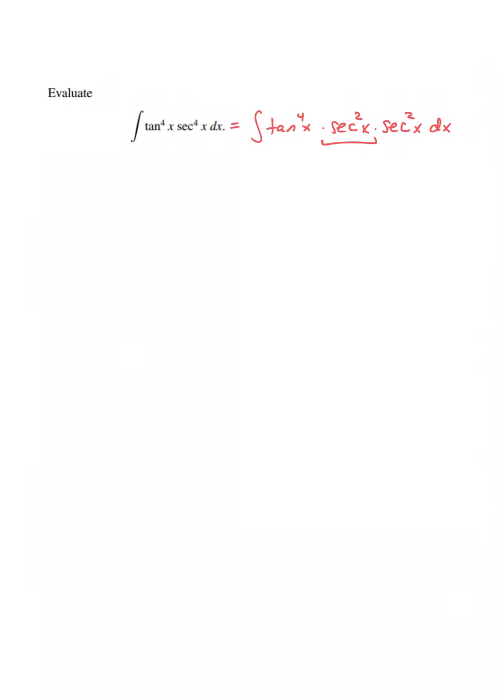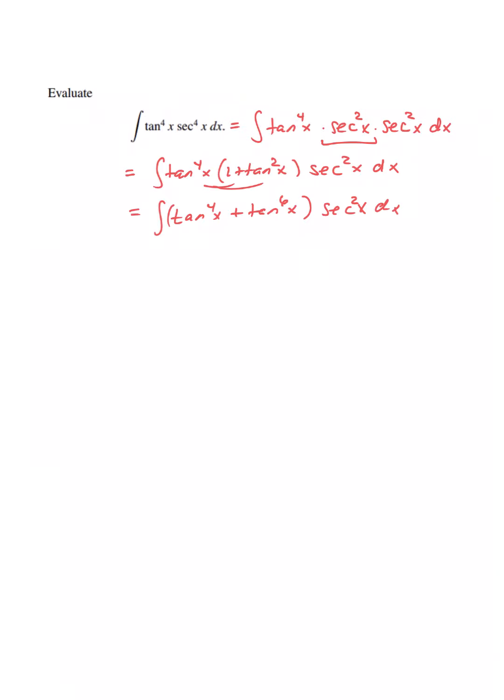So I can change this over into tangents. That is 1 plus tangent squared. But I'm going to leave this other secant squared for my u substitution. I end up with a tangent to the 4th x plus tangent to the 6th x when I go ahead and distribute.